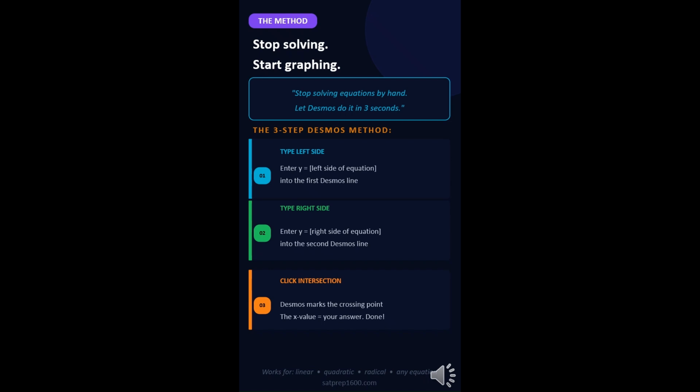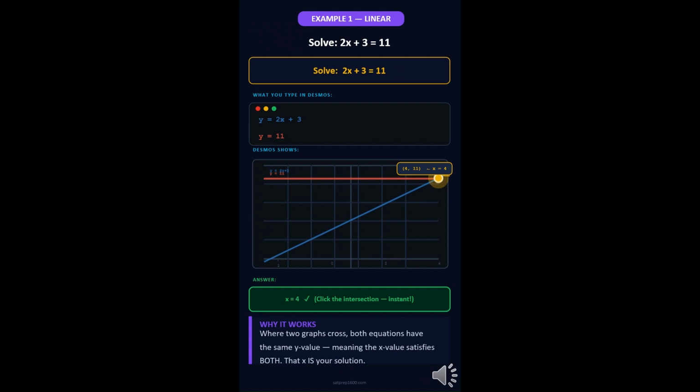3 steps. 3 seconds. Any equation. I'll prove it. Open Desmos. Type y equals the left side. Next line. Y equals the right side. Click where the two lines cross. That x value? That's your answer. Done.